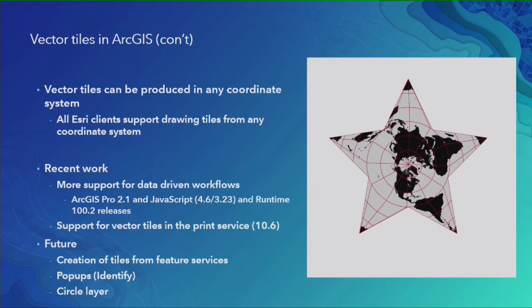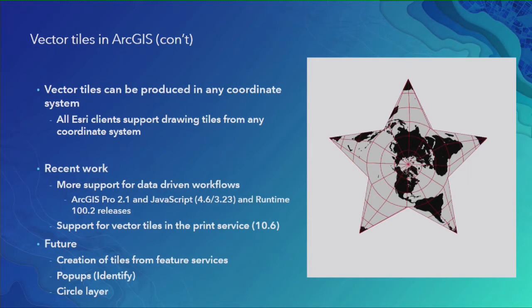Some recent additions that we've done for vector tiles are additional support for data-driven workflows. These are attribute-driven symbology cases, and we've released those with Pro 2.1 and the 4.6 and 3.2.3 JavaScript APIs, and Runtime 100 Update 2. We've also added support for vector tiles in the print service with ArcGIS Enterprise 10.6. There are some caveats about that I'll talk about later towards the end of the presentation.